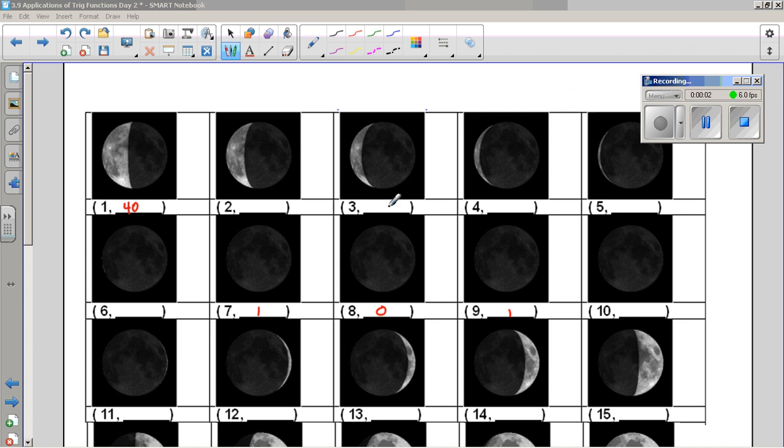Okay, so hopefully you did your guesses for this data. I'll show you the data I'm going to use. Now you are going to use your own data.